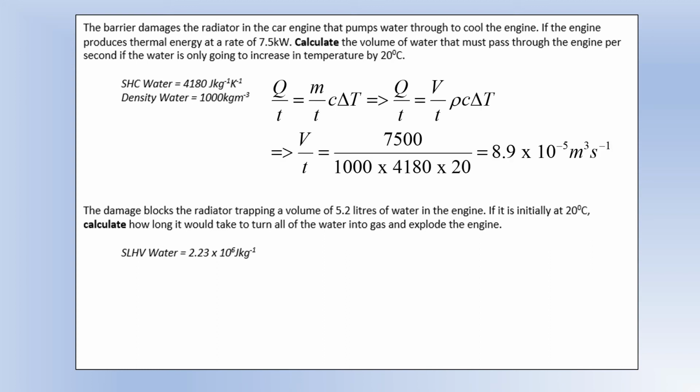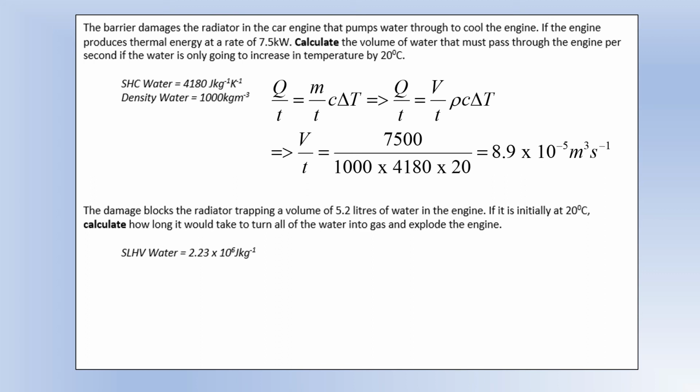So first of all, the normal equation is Q equals mc delta T. If we have the thermal energy per second and the mass per second, that's the same equation. We want the volume per second. So mass is density times volume. And we want the volume per second, so we can rearrange to make that the subject and plug the values in. And we end up with a flow rate of 8.9 times 10 to the minus 5 meters cubed per second. So not a massive flow rate there.